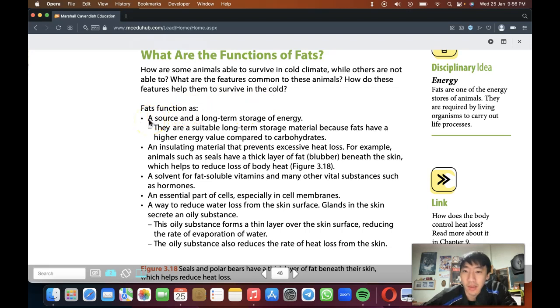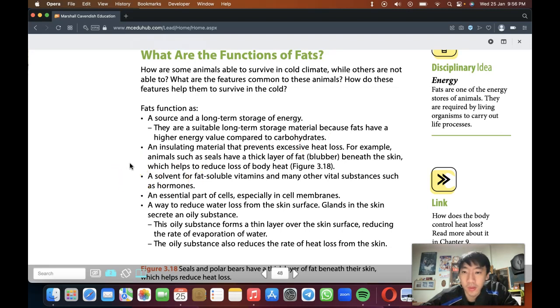Fats function as a source and a long-term storage of energy. They are suitable long-term storage material because fats have a higher energy value compared to carbohydrates. What does that mean? It means that our body can store energy in the form of fats, because if you have 1 gram of fat versus 1 gram of carbohydrate, that 1 gram of fat can provide more energy than that gram of carbohydrate.